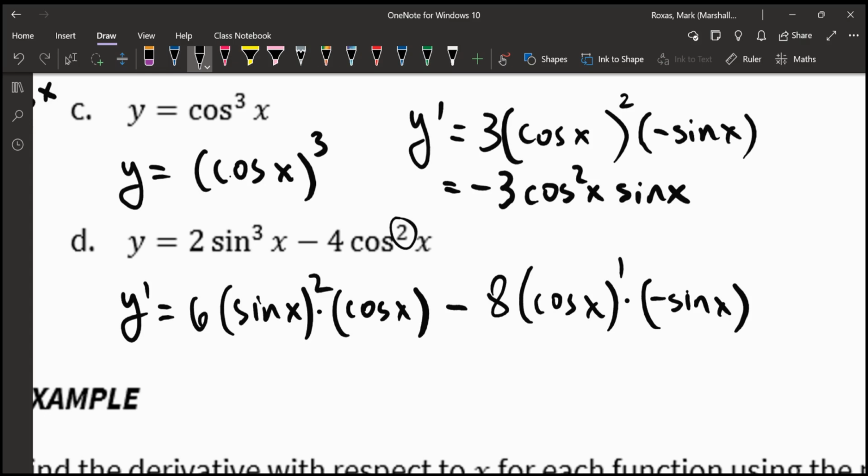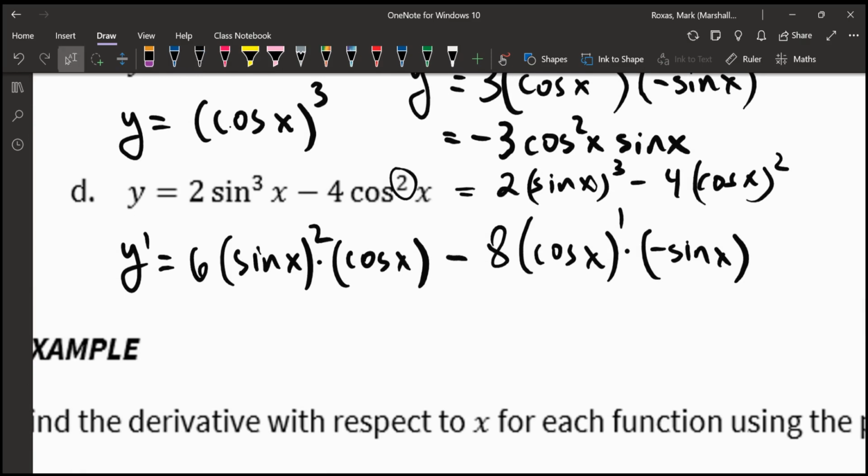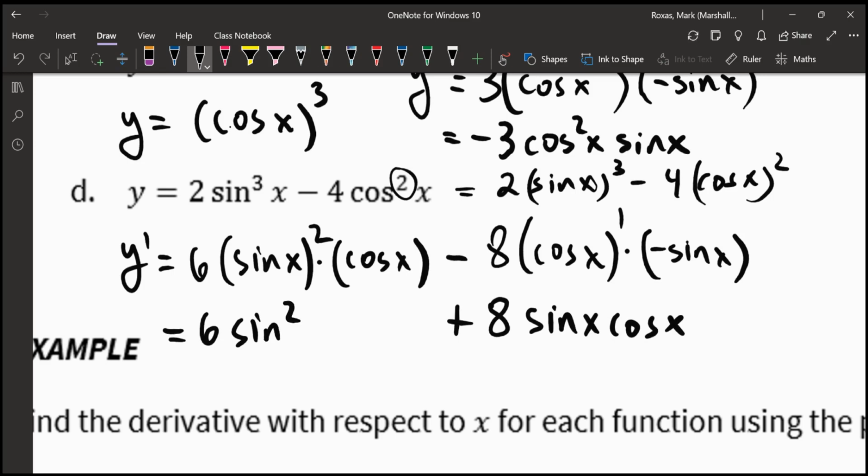Okay. And again, if this is difficult to see, you may need to rewrite the question as 2 times sine of x in brackets cubed minus 4 times cosine of x in brackets squared. That might make the chain rule more apparent. Okay, so keep that in mind. And as far as the derivative goes, the only simplification we can make here is the 2 negatives. Let's make that plus. So plus 8 times sine x cosine of x. Okay, for the first term here, not much I can change. We can just leave that as 6 times sine squared x cosine of x if I didn't want the brackets anymore.